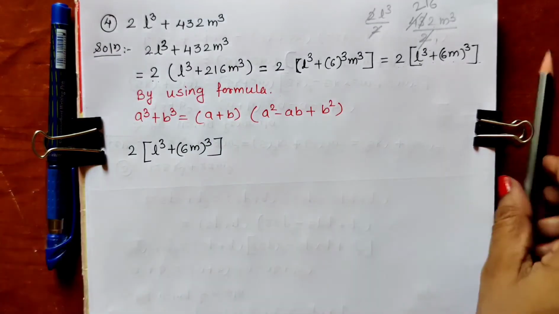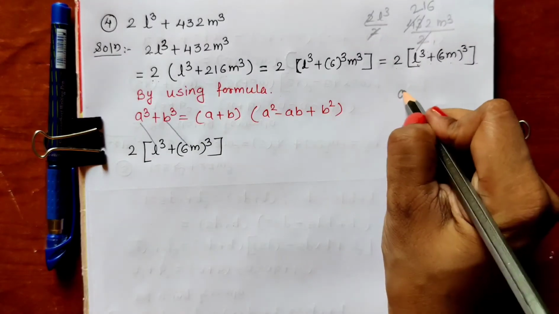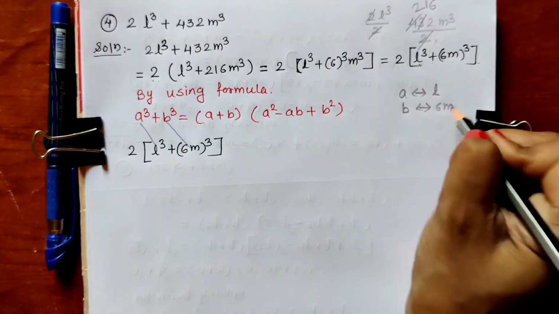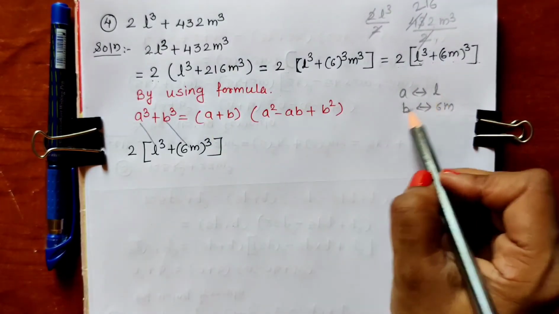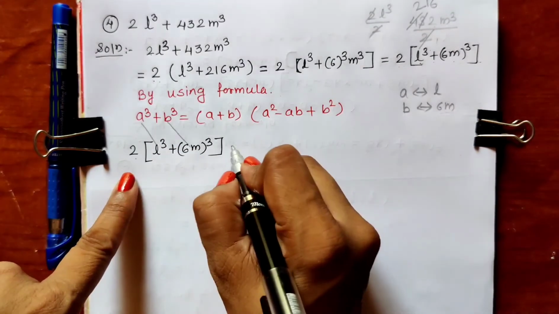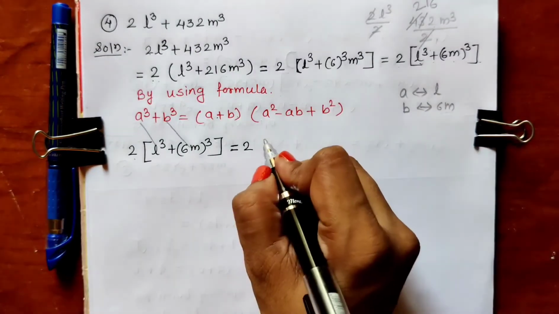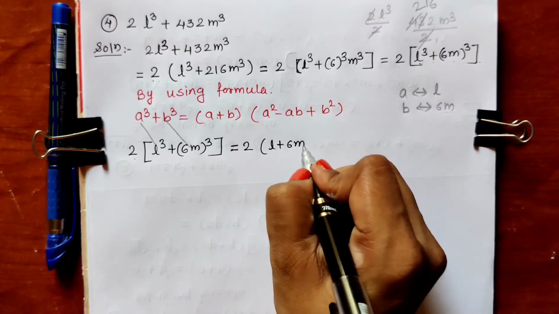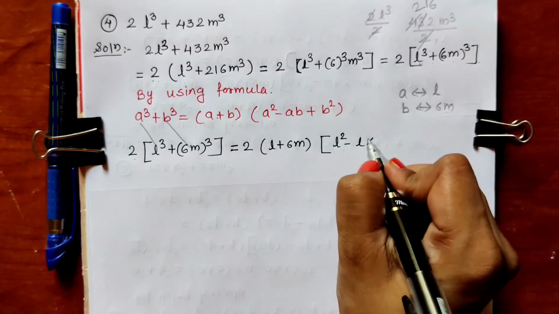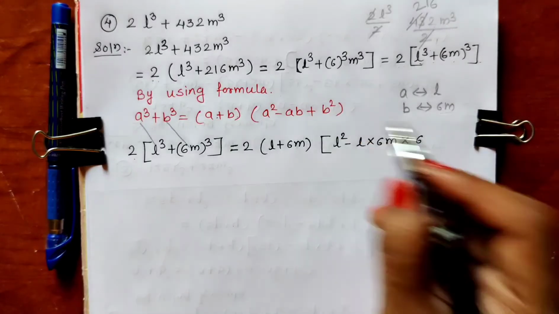So from the formula our a is L and b is 6m. Okay, a means what? L. And b means what? 6m. So in place of a we will be writing L and in place of b we will be writing 6m in the answer. This 2 we keep on writing as it is. Now in the first bracket a plus b, that means L plus 6m. In the second bracket we have to write L square minus L into 6m, sorry, not minus, it should be plus.